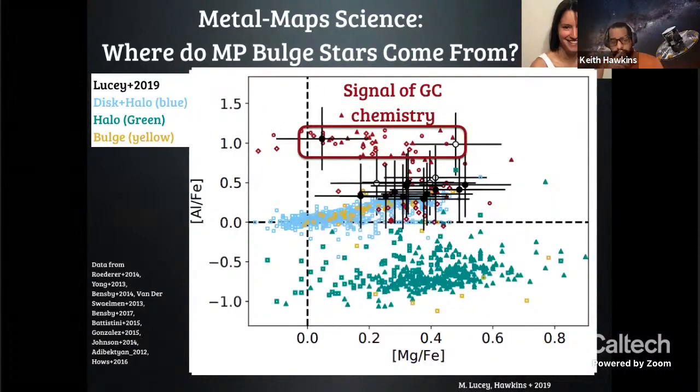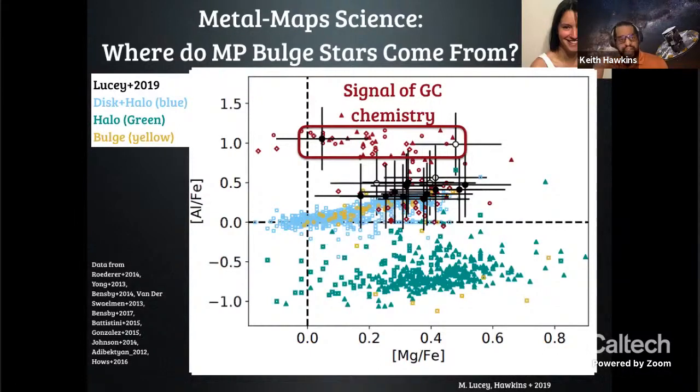In addition to that, we also looked at any kind of globular cluster chemical signature. Not all, but some globular clusters display this really strange magnesium-aluminum anti-correlation, where they find relatively low magnesium and relatively high aluminum abundances. This isn't seen in the galactic disk, which is shown here again in orange and blue, and it really isn't seen in the galactic halo either.